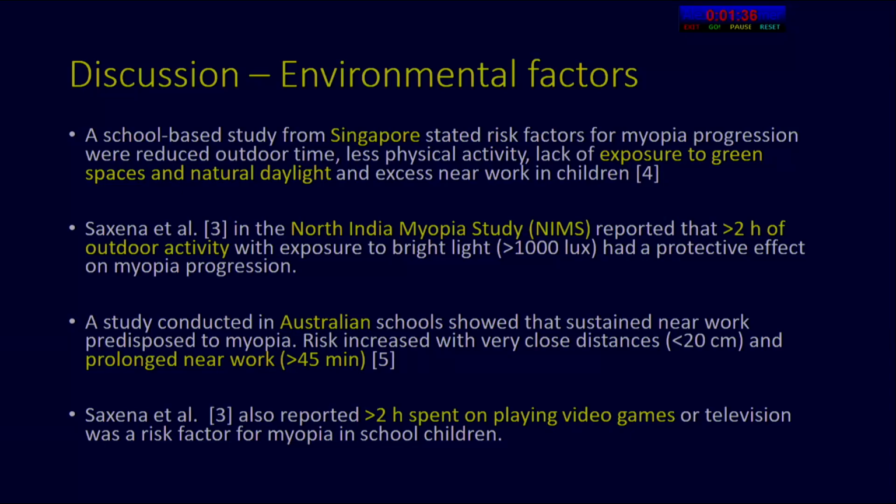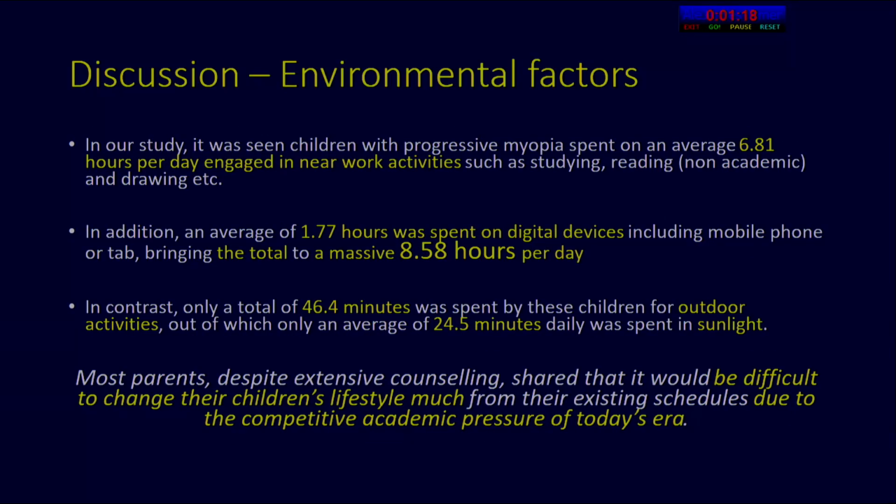We also know from the studies from Singapore, Australia, India, big studies have been done which shows that exposure to green spaces, natural daylight, these are good for children. And more than 45 minutes of sustained near work is bad for children. And what do our children do? Despite knowing all this, 8.58 hours of indoor activity among children in North Bengal, compared to 46 minutes only of outdoor activities. And even when we are educating these parents, they say, my child's lifestyle is too busy. We are really sorry, but it would be difficult to change it because of the academic pressure of today's era.